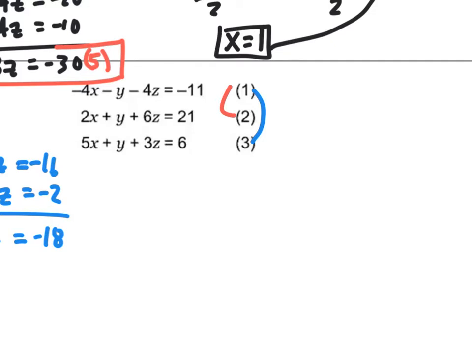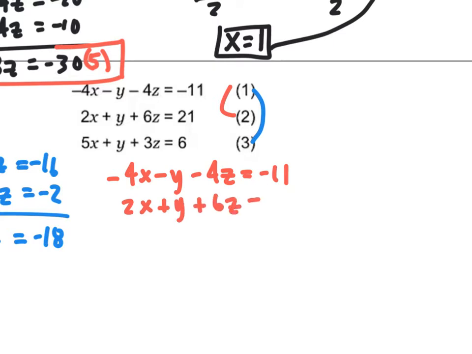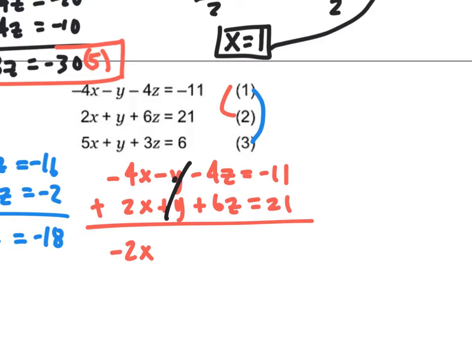All right, so let's add 1 and 2 together. And that's going to give me negative 4x minus y minus 4z is equal to negative 11. Equation 2 is positive 2x plus y plus 6z, and that's equal to 21. Okay, if I add these together, then I'm going to get negative 4x plus 2x is negative 2x. Okay, negative y plus y, that gets eliminated. And then we are left with positive 2z, and that's going to equal positive 10. Okay, this is equation 4.